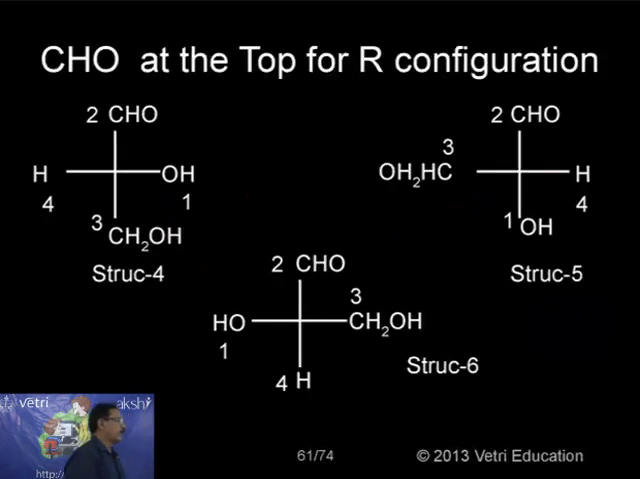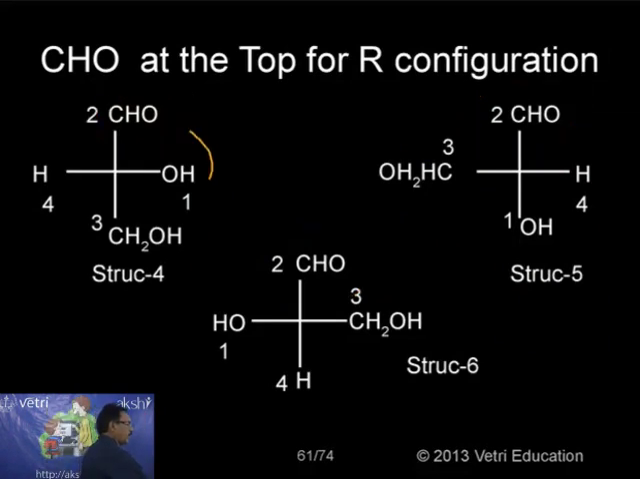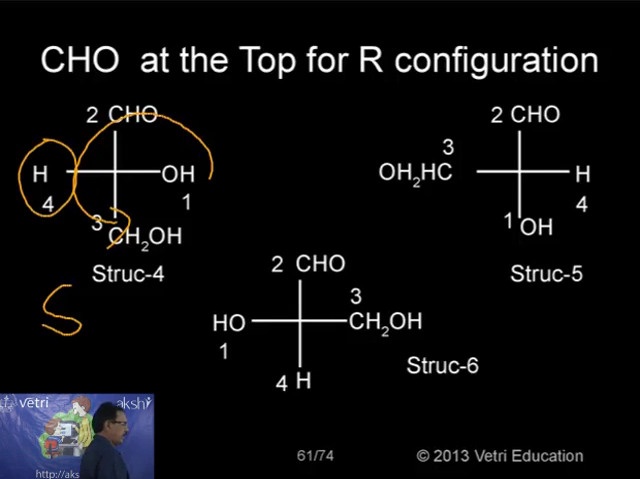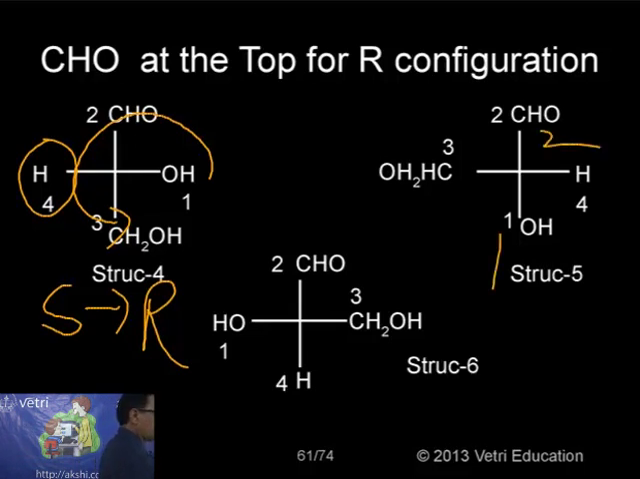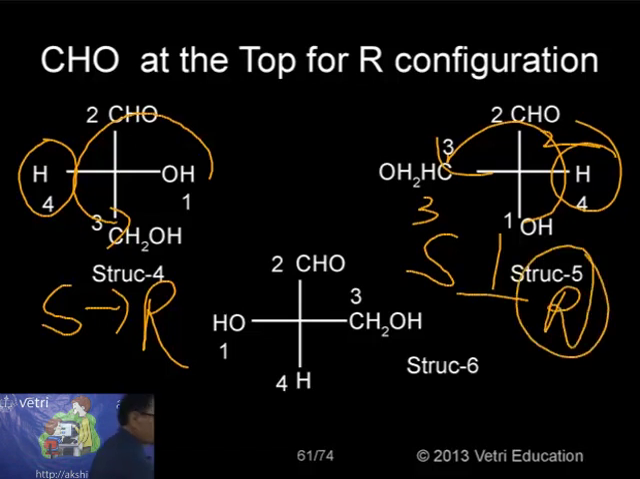The same way, now by keeping CHO at the top, I can write three possible structures. And again, as per the rule, I can predict the configuration. Just see. Number 1, 2, 3. As per this, the anti-clockwise, it is S. But the fourth priority occupies the horizontal, so real will be R. Same way, structure 5. Now, number 1, number 2, number 3. So it is again anti-clockwise. So the predicted is S. But the fourth priority occupies the horizontal, so real will be R.